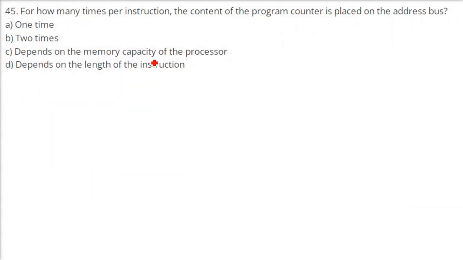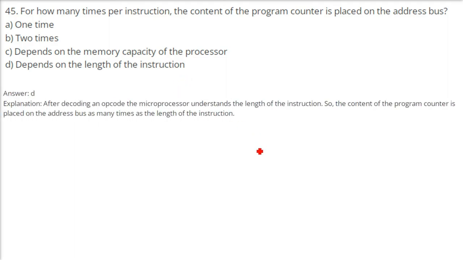For how many times per instruction is the content of the program counter placed on the address bus? Now this is a very tricky question because we cannot give a fixed answer. It depends on the length of the instruction. Whenever we decode an opcode, the microprocessor understands the length of the instruction, 1 byte, 2 byte, 3 byte, what has to be performed, how many fetches, how many T-states, how many operations, how many instruction cycles. The content of the program counter is placed on the address bus as many times as the length of the instruction. So we cannot tell right now. It depends totally on the length of the instruction.